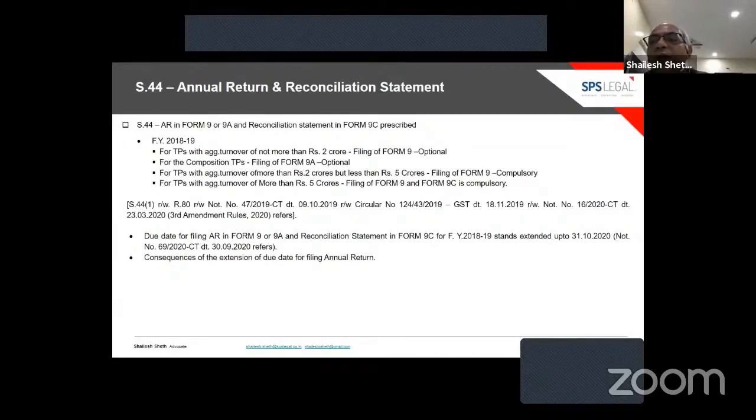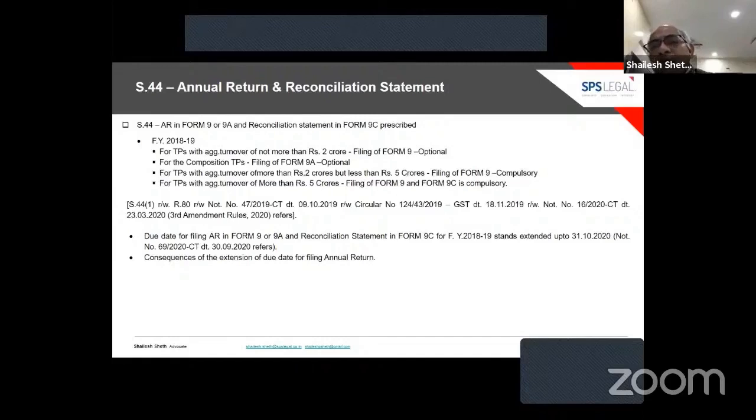और वो ड्यू डेट 31st अक्टूबर है. Now obviously in this COVID situation, all the taxpayers and tax professionals are under tremendous pressure and may not be in a position to finalize the 9 and 9C in time. Personally, my feeling is that there is no need to worry. This 31st October time limit should get extended further, maybe by 2 months, maybe in two installments, 1 month each.